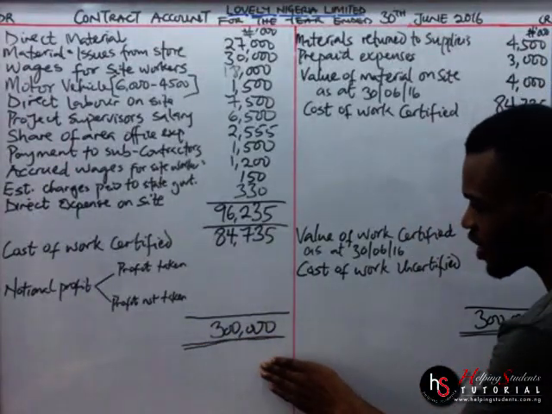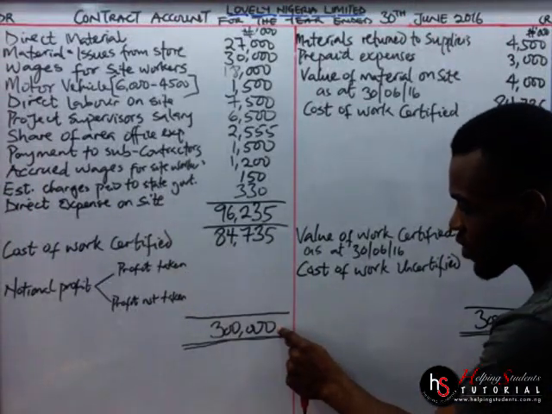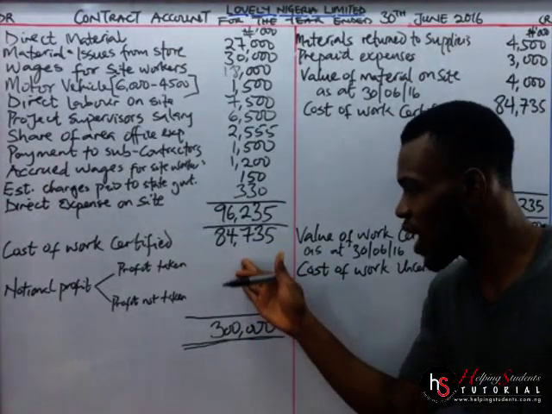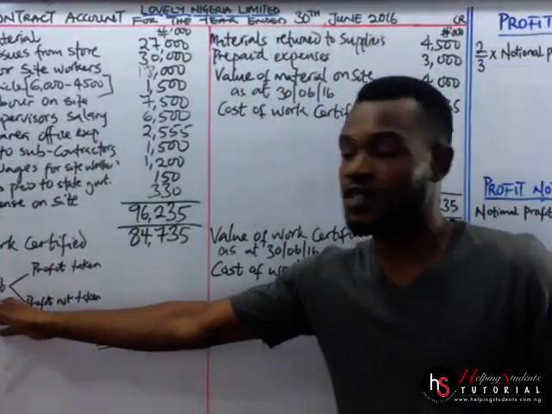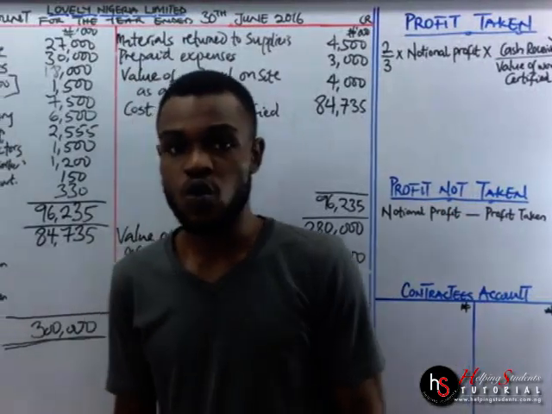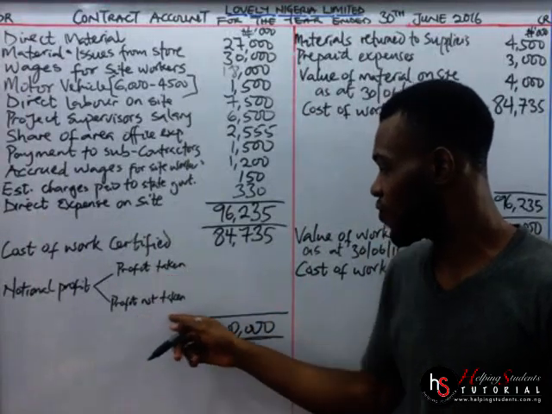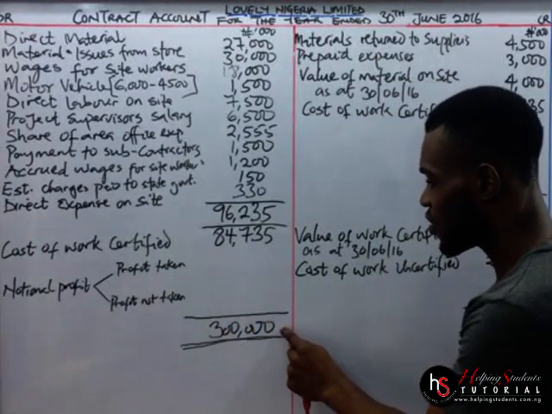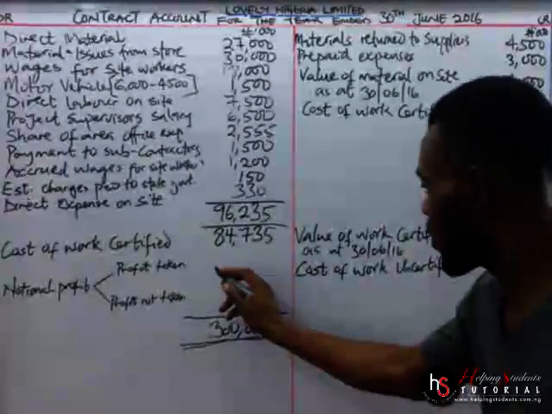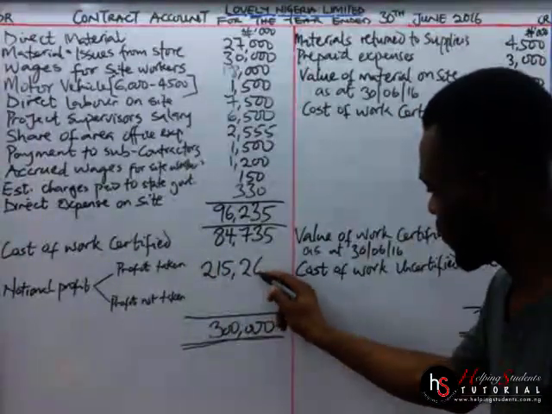Now, if you watch vividly, you see we've not gotten any value here. So this is how we'll go about it. 300,000 minus 84,735. Whatever value we have now represents our notional profit, all right? Then we will now work with this format I have on the board. We'll calculate the real value in order to get the exact value for the profit taken and profit not taken. So 300,000 minus 84,735 gives us what? 215,265.